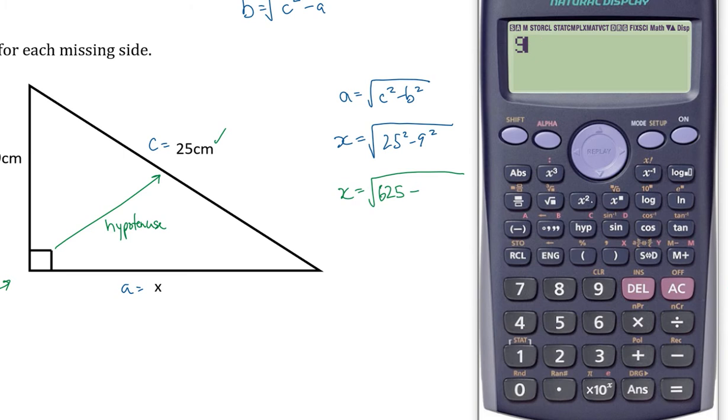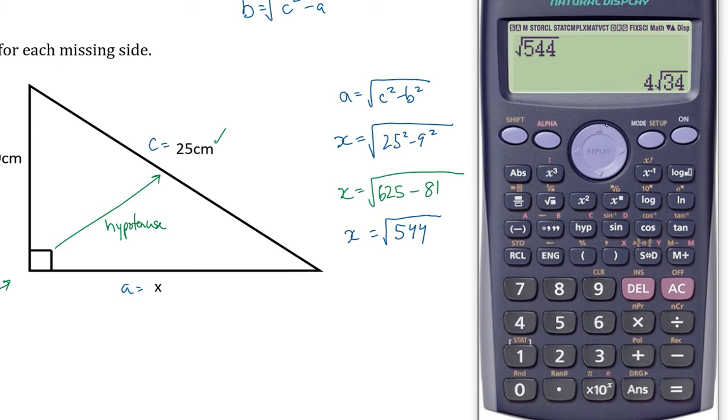Minus 9 squared, which is 81. 625 minus 81. So this is a step that maybe isn't a bad one to write down. Some people are going to want to do this. So that green step is optional. Okay, you could just do that part on your calculator and then write down this one, and then take the square root of that number.